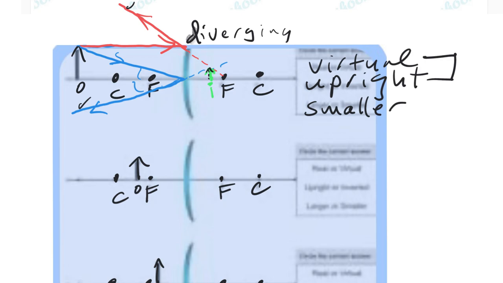Okay, what if the object was closer, like in this case? I'm going to use my same rules here. Parallel comes out of F, or goes through F if it's the other kind of mirror. And then the other one, I try to make an isosceles triangle, so that both angles are the same there. So we still get a smaller image. Okay, there's my image.